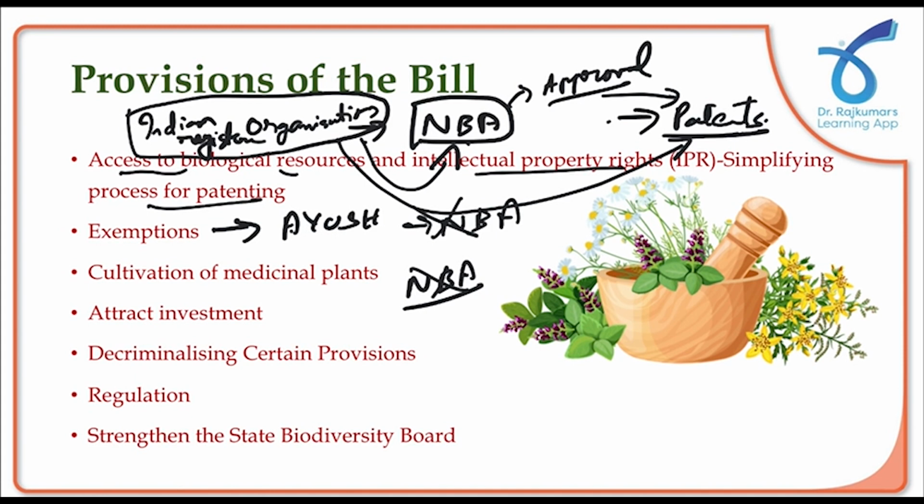And what it says is, if a seed company or a farmer's group has taken an approval or has been granted the right under the Protection of Plant Varieties and Farmers Rights Act, right? This is a very important act. If they have taken an approval, then they don't need to take NBA approval any longer. They are exempted from all the processes of registering with the NBA.